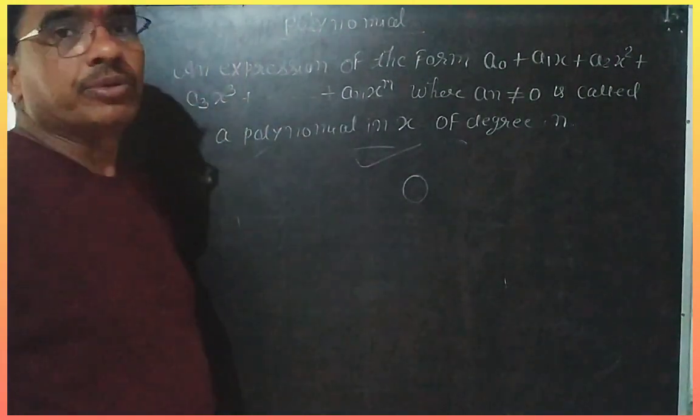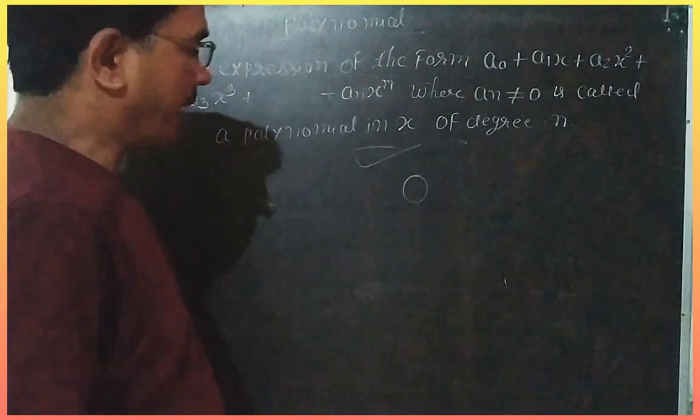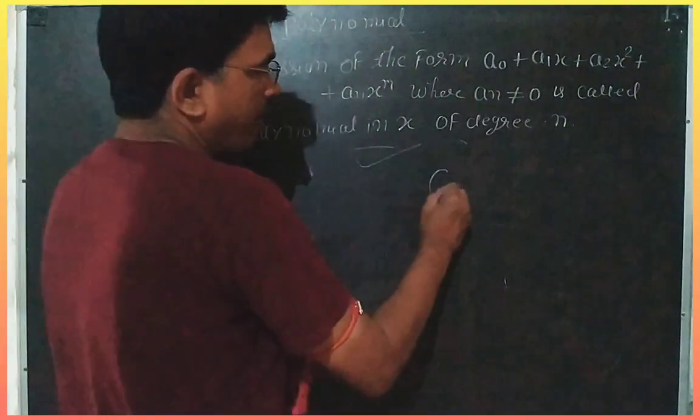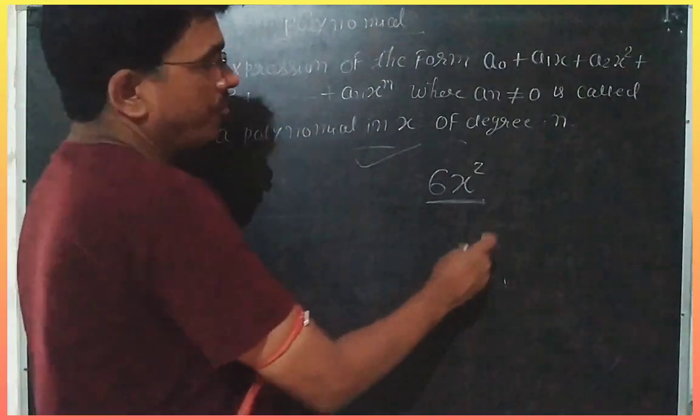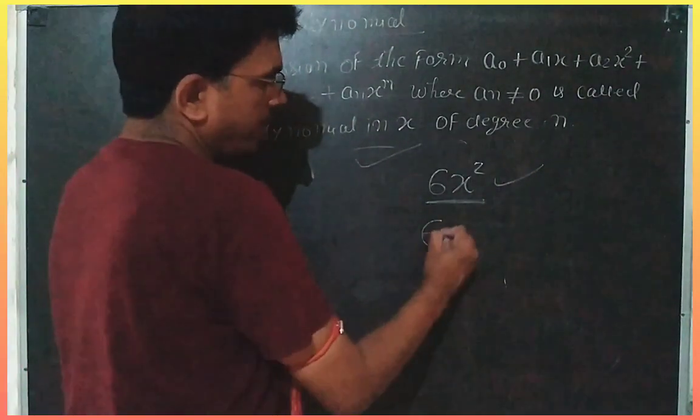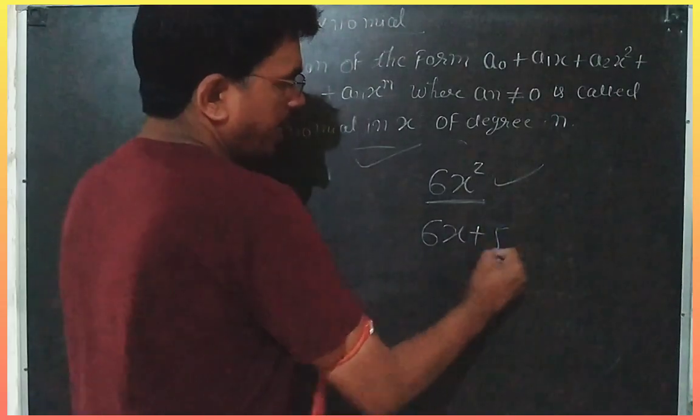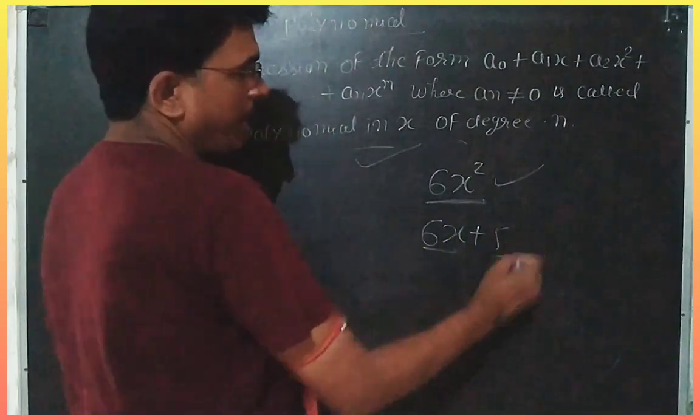Now, according to the number of terms, we can say, suppose you write 6x squared. It has only one term and it is called a monomial. If you write 6x plus 5, there are two terms, so you can say it is a binomial.